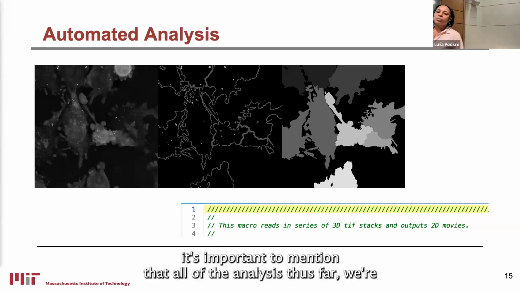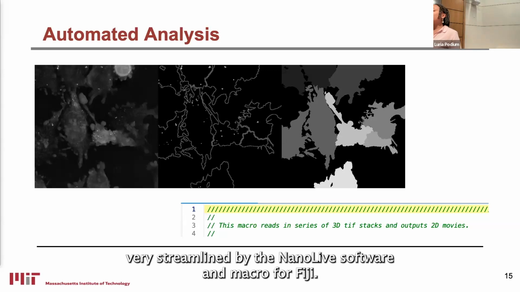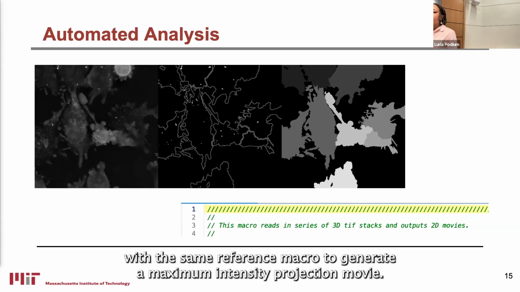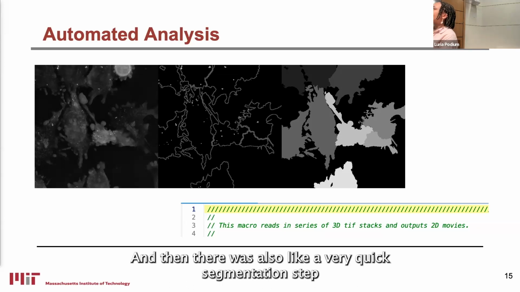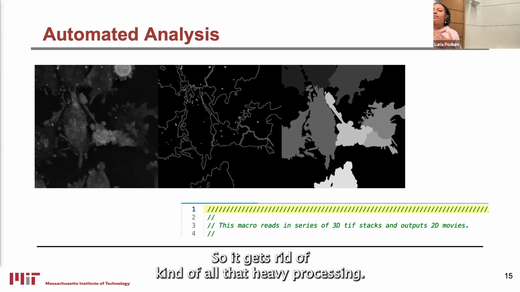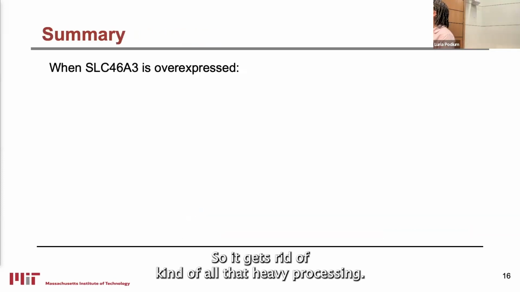Finally, it's important to mention that all of the analysis thus far was very streamlined by NanoLive software and a macro for Fiji. So for each of the movies, they were all processed with the same reference macro to generate a maximum intensity projection movie. And then there's also a very quick segmentation step, and then the rest of the metrics are generated by EVE. So it gets rid of all that heavy processing.